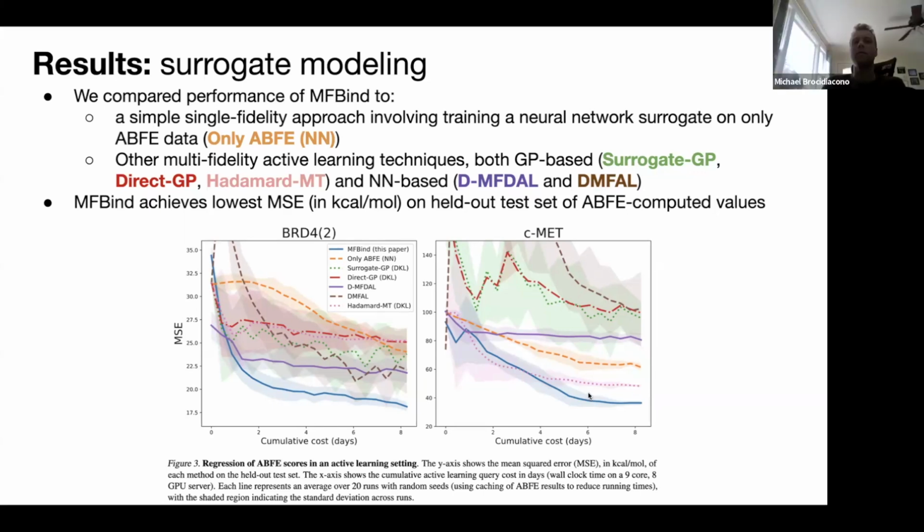So I guess that directly answers your question, but the MSE seems generally high. But I would say at least for BRD4, it's already in the useful range. An MSE of 20, given that the difference between active and inactive compounds can be 5 to 10 kcal per mole, I think this is still about on the verge of being useful, I would say.